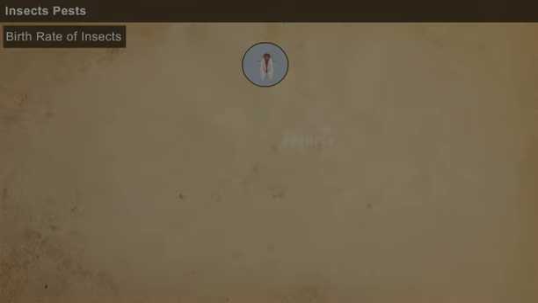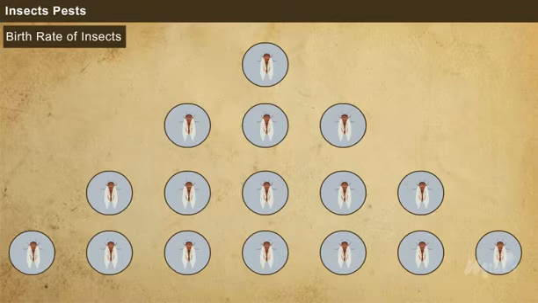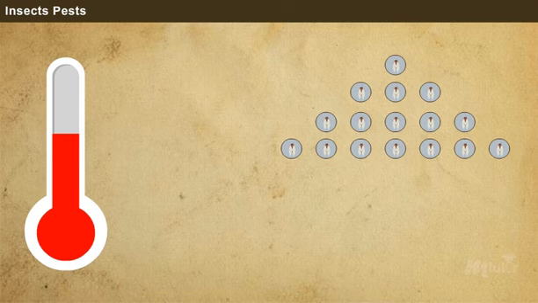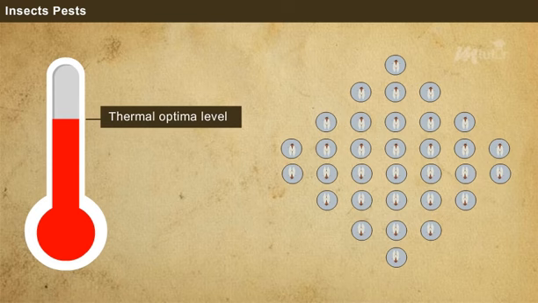The birth rate of insect pests is influenced by several factors, such as the weather, the food quality that the insects rely on, and the degree of crowding of a particular species. Increase in temperature up to the thermal optima level accelerates the metabolic rate of insects, thereby increasing the birth rate.